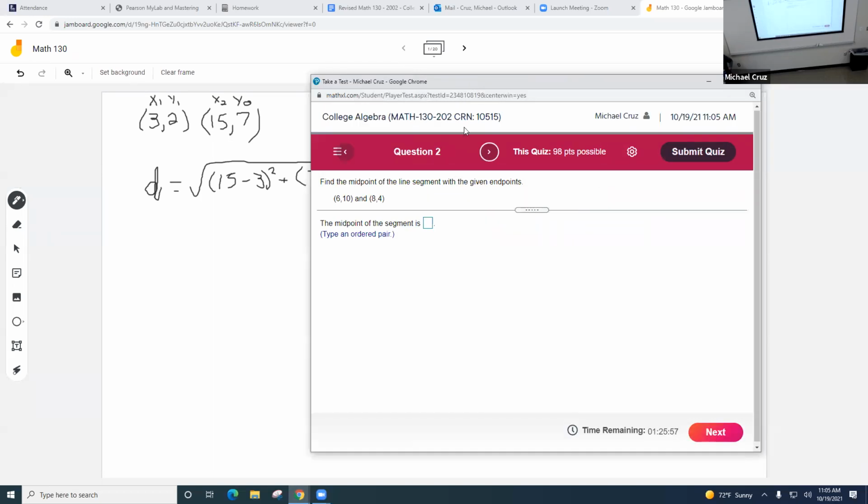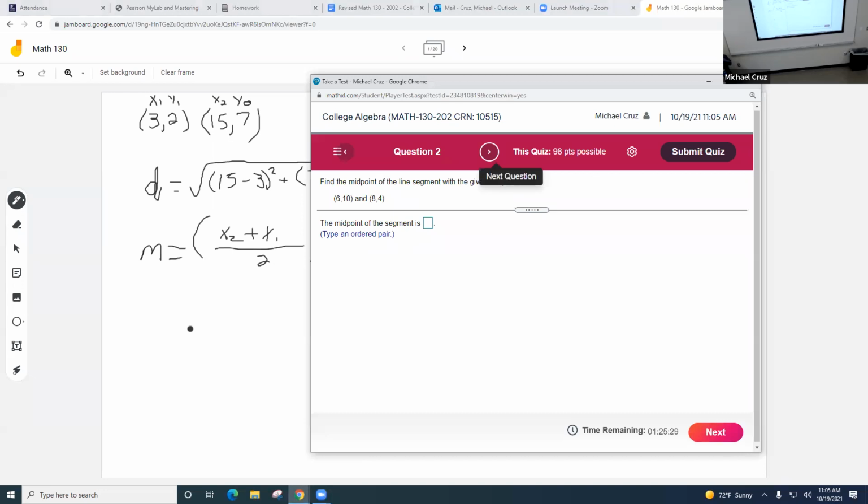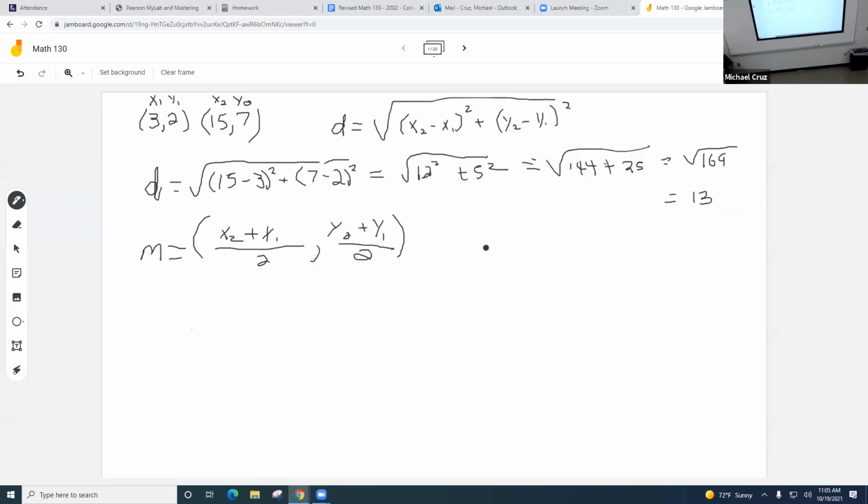The midpoint is very similar. It's just x2 plus x1 over 2 and y2 plus y1 over 2. You're just basically finding the average of 2 points. So what do they got? 6, 10, and 8, 4.